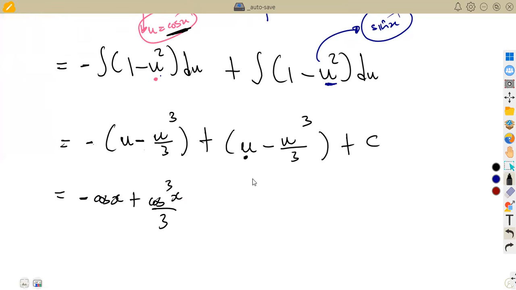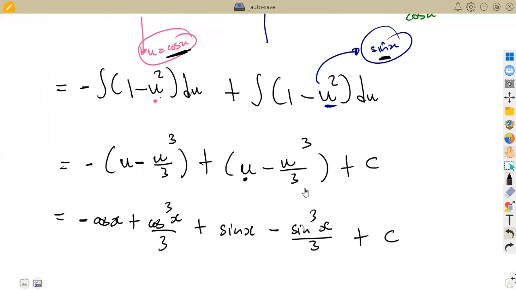But the u on this side, the u of this part, is this one for sine. So this will be sine x, minus, plus and minus, that's a minus. So it's u to the exponent of 3, which is sine to the exponent of 3x over 3, plus the constant of integration. So that's it. So they just wanted to play around with our minds here.